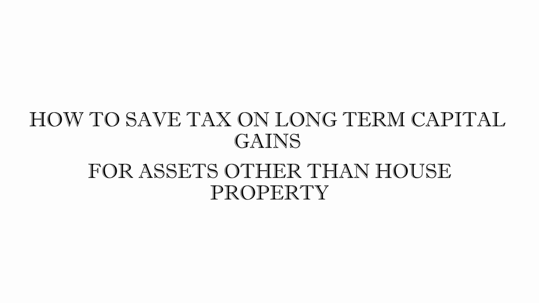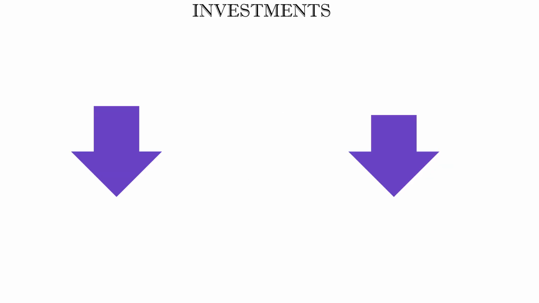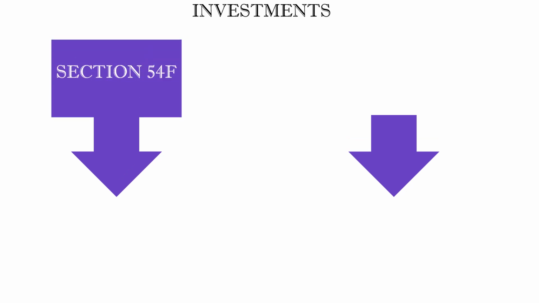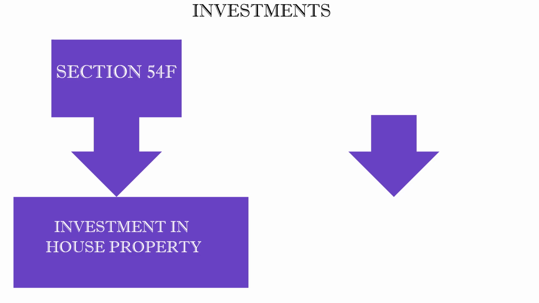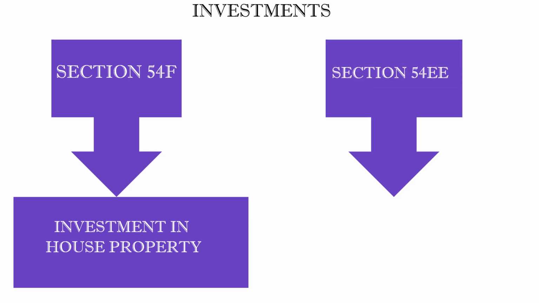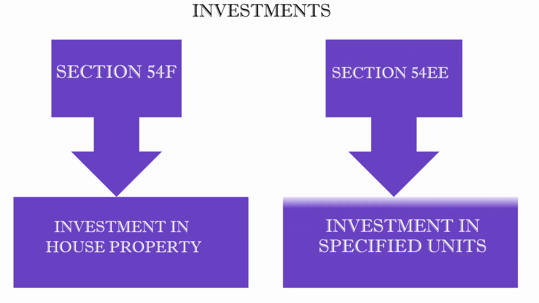In this video, we are going to discuss how to save tax on long-term capital gains for assets other than house property. For example, let's assume you have sold some foreign shares, and to save tax, you need to make investments. First, let's take section 54F. This is related to investment in house property. Second is section 54EE. This is related to investment in specified units notified by the central government.